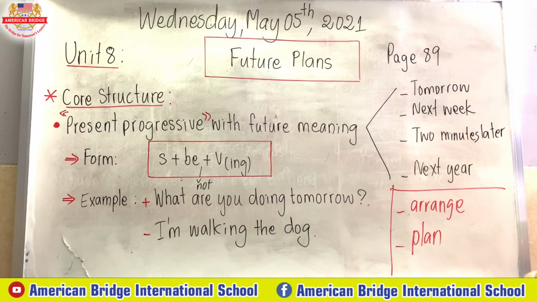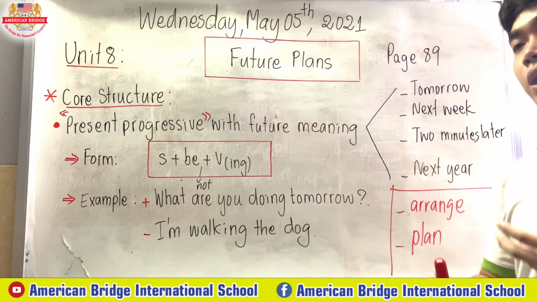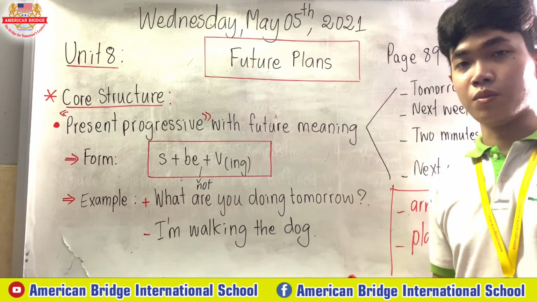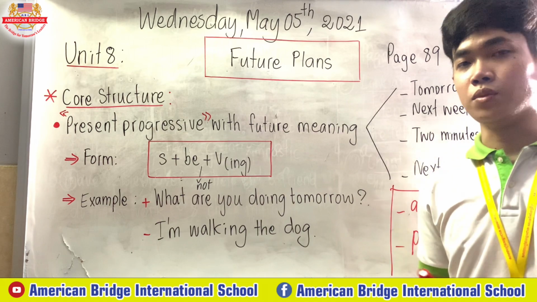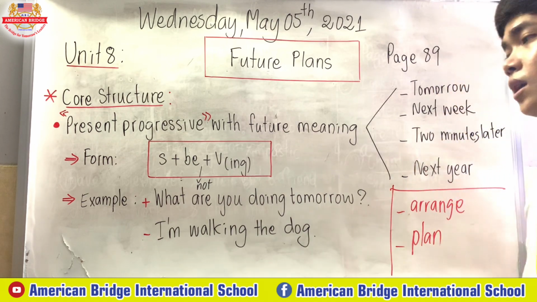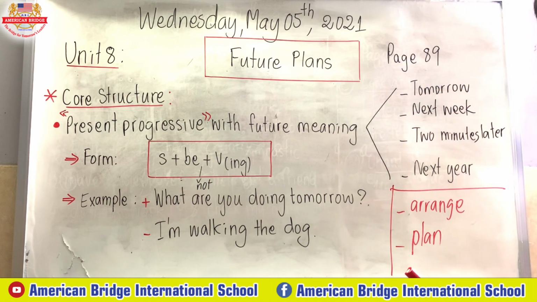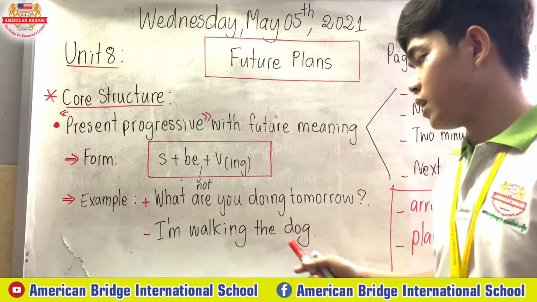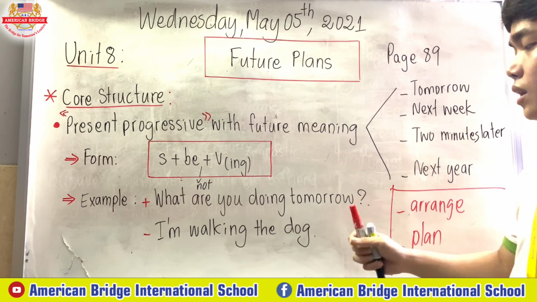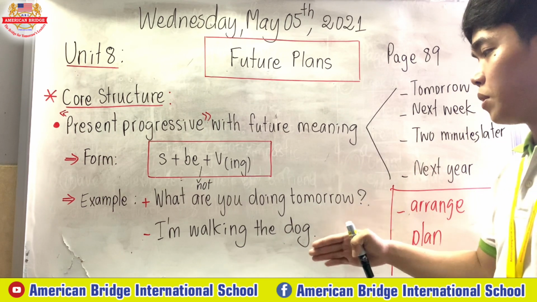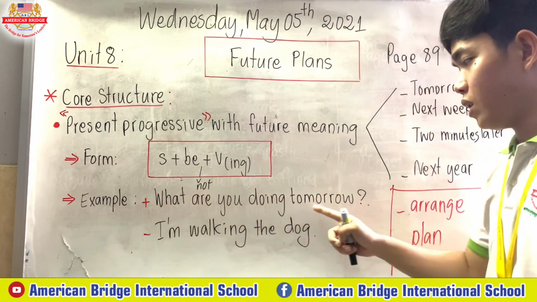For example, the question again: What are you doing tomorrow? The meaning is, what is your plan for tomorrow, or what is something that you have arranged for tomorrow? For example, if tomorrow you have arranged to walk the dog, you can say, I'm walking the dog. So this answer replies to the question above: What are you doing tomorrow?